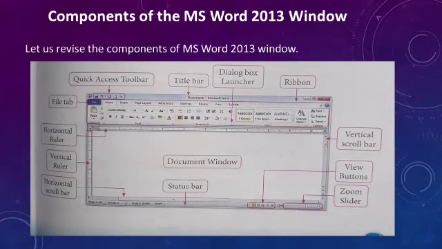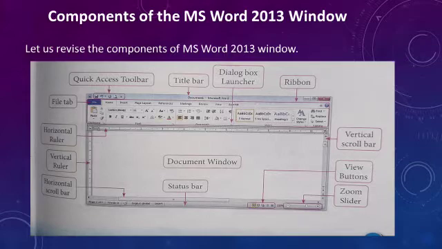Now let us also quickly revise the components of the MS Word 2013 window. The Quick Access Toolbar contains commands which are used frequently, like save, undo and repeat. The Title bar contains the name of the document and the program name. The Dialog box launcher is used to display the additional commands related to a group. The Ribbon consists of different tabs and each tab is divided into groups.